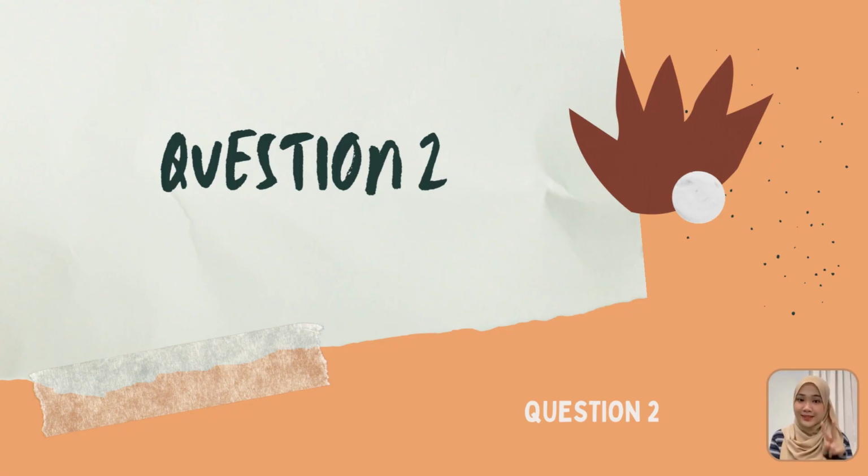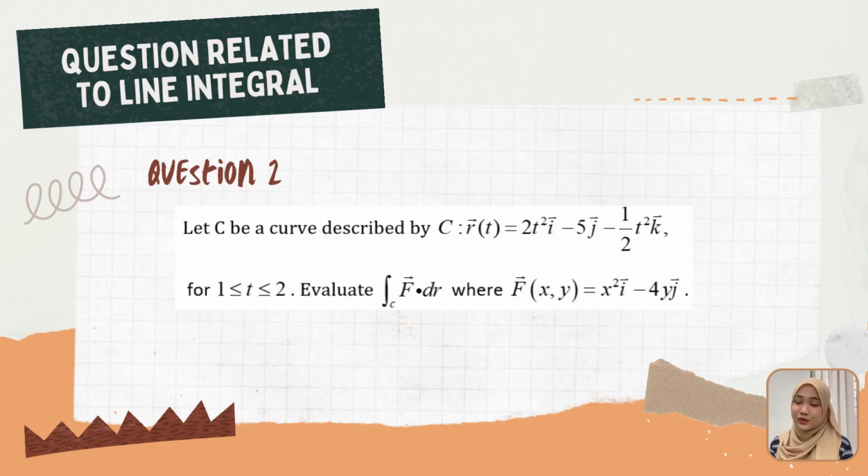Next, we move to question 2. For question 2, let C be a curve described by the vector r of t equal to 2t squared i minus 5j minus 1 over 2 t squared k for 1 less than or equal to t less than or equal to 2. Evaluate the integral of vector F dot dr where vector F of x,y is equal to x squared i minus 4y j.